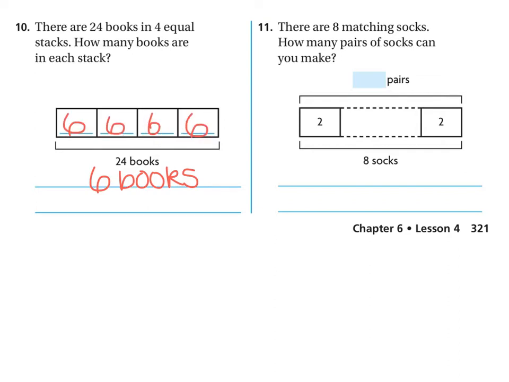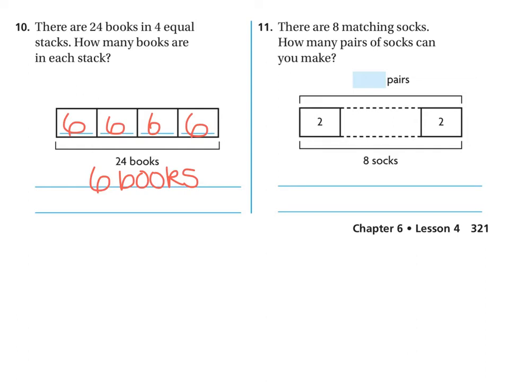Although partitioning is great, when we complete a bar model, we need to make sure that we have the correct number in each part. So here it would be 6, and that makes sense because 6 plus 6 plus 6 plus 6 is 24 total books.